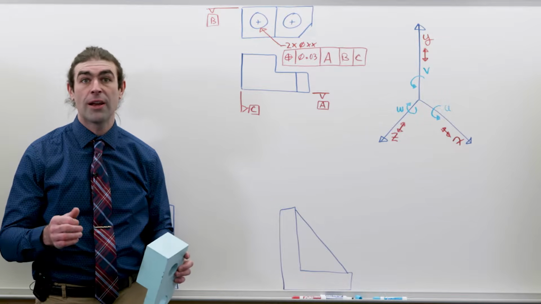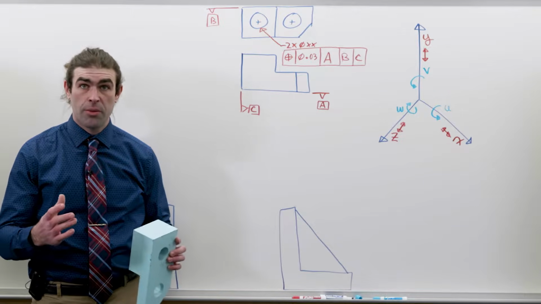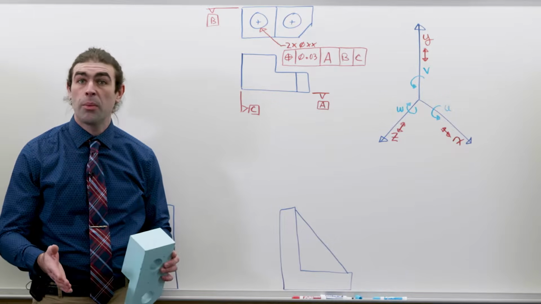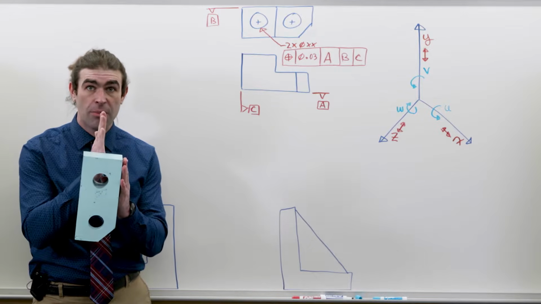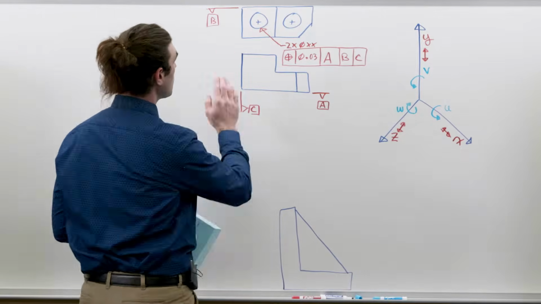Remember, datum is a theoretical point, line, or plane. So the line could come from a cylinder. The plane could come from two real planes to make a datum in the middle of the part. Let me show you what that looks like.